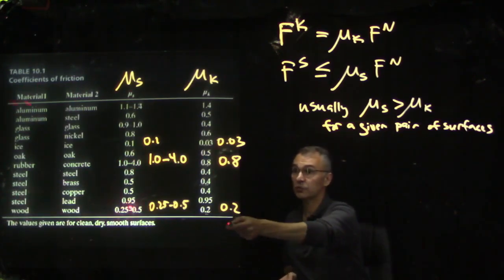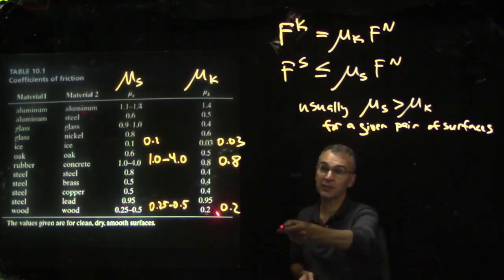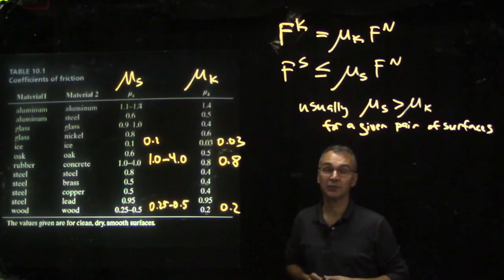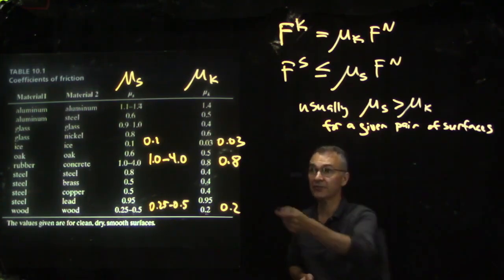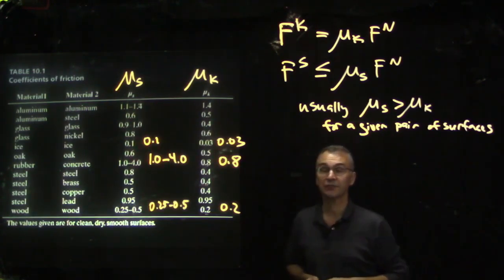And if you take wood on wood, the range for mu static is between 0.25 and 0.5. Mu kinetic is about 0.2. All of these things are kind of approximate. It's hard to be really precise with friction, but it gives you a good idea. So ice on ice is very low friction, and rubber on concrete is very high friction, and then wood on wood is somewhere in between.